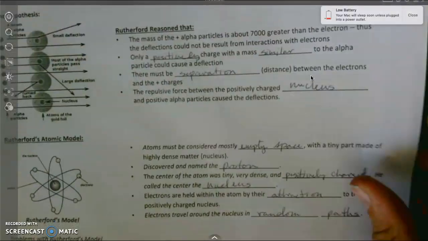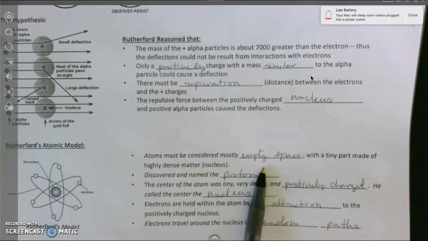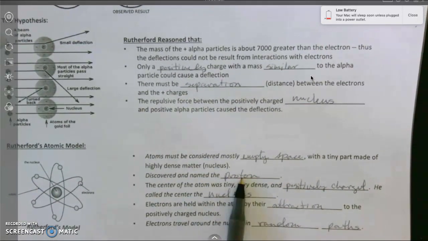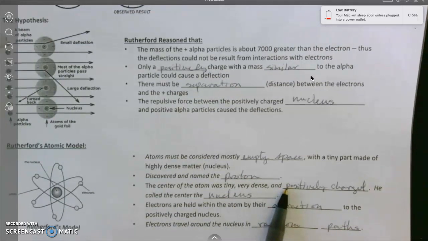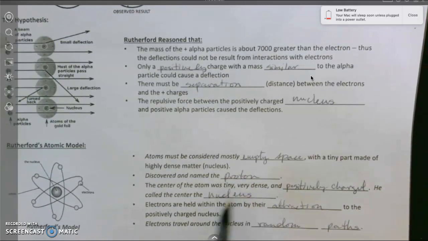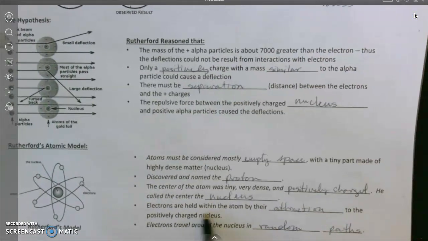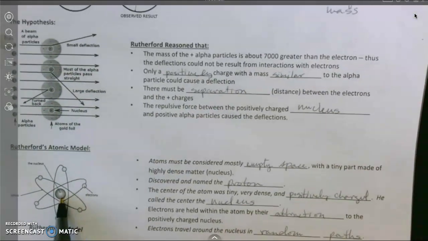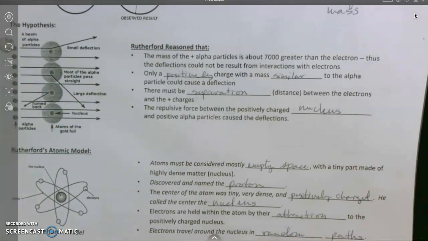All right, now, so he developed this idea. Like we said, atoms are mostly empty space. He discovered and named the proton from this experiment. He said that they were positively charged and found in the center, and we called that the nucleus. And that this attraction from the positive nucleus to the negative electrons held those electrons around our nucleus, making an atom. And his idea was that electrons traveled around the nucleus in random paths.